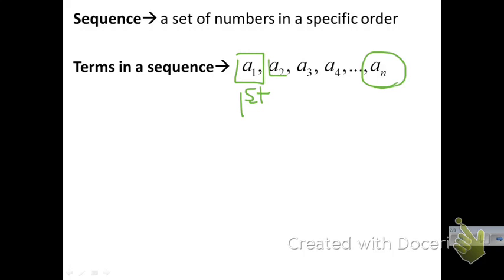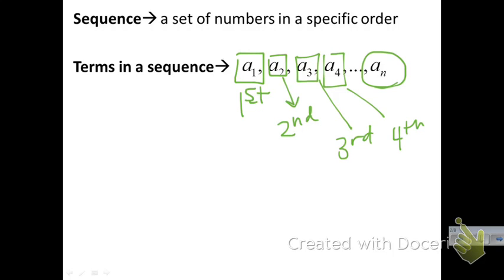Your a sub 2 represents your second term. A sub 3 represents your third term. And a sub 4 represents your fourth term, and this will keep going on. It'll list out your number of terms.